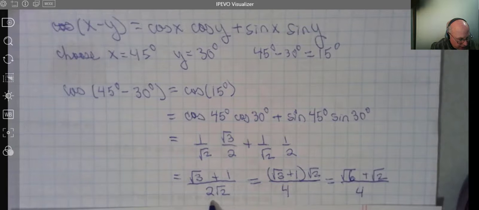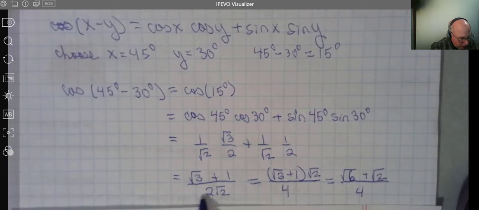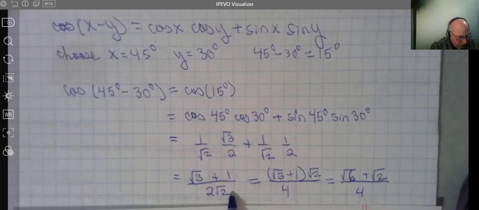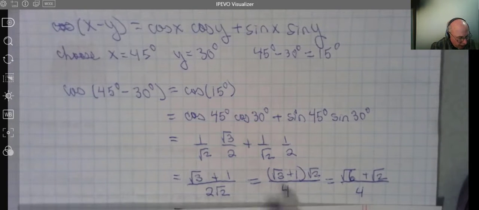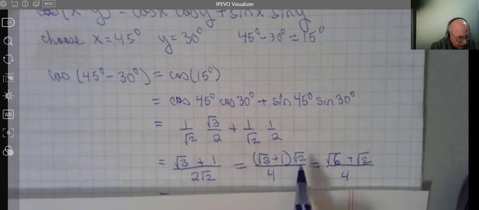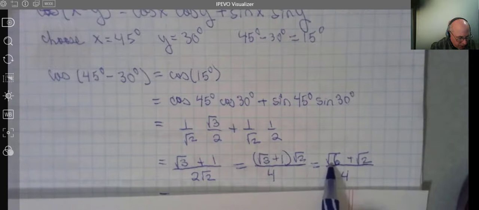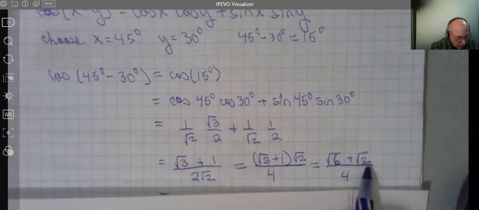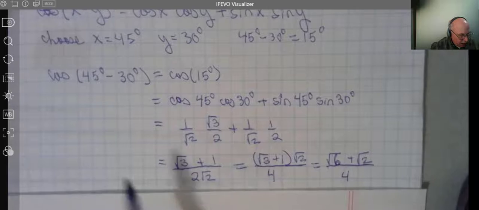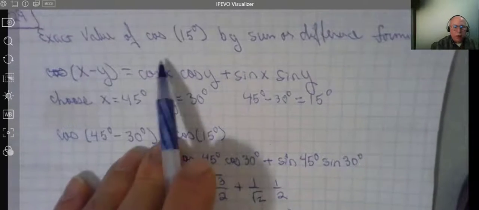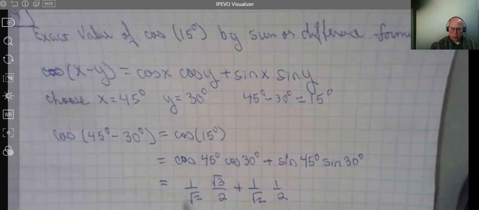Now, that is numerically the correct answer, but ordinarily we would rationalize the denominator here. So you multiply the denominator of the fraction by root 2. So 2 times root 2 times root 2 would be 2 times 2, or 4. And then this whole thing also gets multiplied by root 2. And then distribute. Root 2 times root 3 is root 6. Root 2 times 1 is root 2. And there is our exact value for the cosine of 15 degrees.